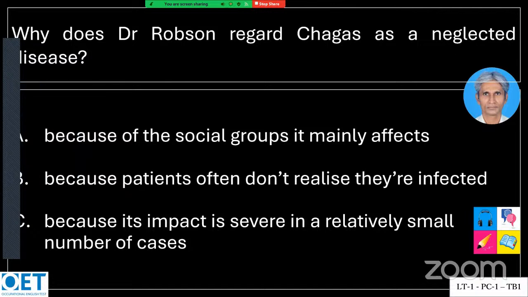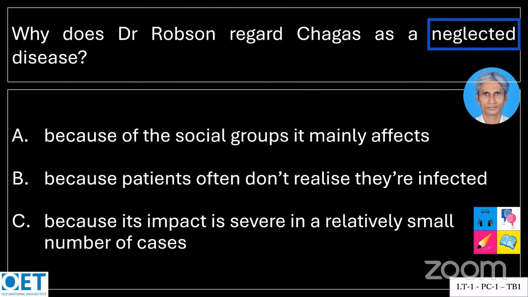Okay. Neglected. This is the most important word. Neglected. So why is it neglected? Because of the social groups it mainly affects. Groups, and along with that, social groups. Next, because patients often don't realize their problem. The problem is with the patients because its impact is severe in a relatively small number of cases.